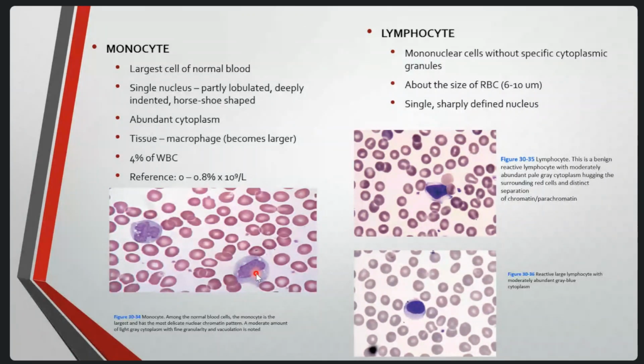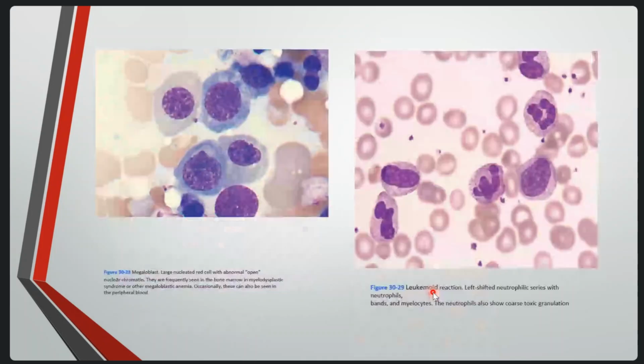Next, we have the lymphocyte. These are mononuclear cells without specific cytoplasmic granules. This is about the size of our red blood cells, about 6 to 10 microns, with a single sharply defined nucleus. Okay, so this is a megaloblast, a large nucleated red cell with an abnormal open nuclear chromatin. They are frequently seen in myelodysplastic syndrome or other megaloblastic anemias.